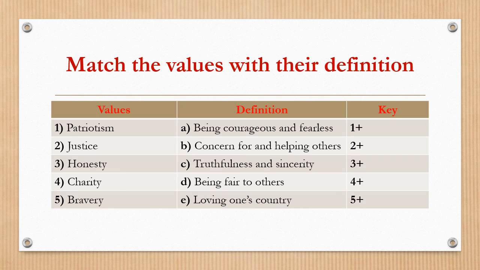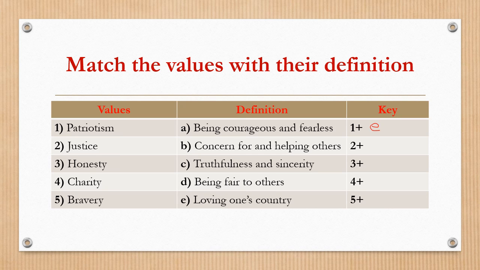Now, let's focus on values. Try to match the values with their definition. We have patriotism, justice, honesty, charity, and bravery. Take some moment to think about it and try to match the value with its definition. Let's start with the first one, patriotism. Patriotism is the fact of being loving and caring about one's country, being patriotic. So 1 plus E.